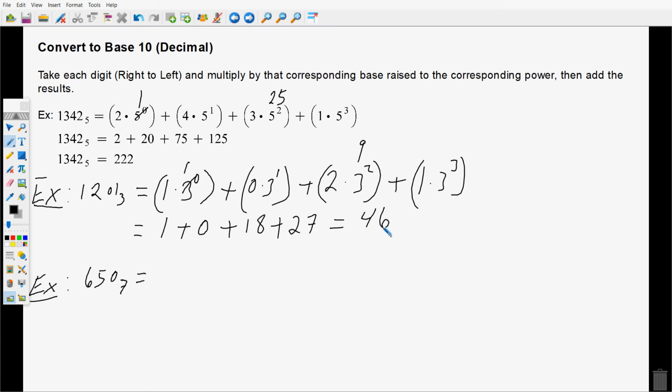Now I'll convert 650 in base 7 to a decimal number. So I'll start off with the farthest right number, which is 0. And that'll be multiplied by the base raised to the 0 power. Next number is 5. That'll be times 7 to 1 higher power, which is 1. And then the next digit, which is 6, will be then times 7 to the second power.